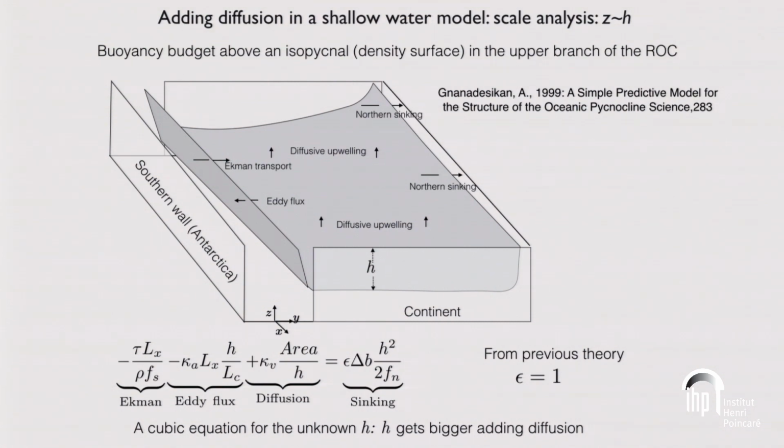So you can do scale analysis to actually quantify the dependence of the overturning and the stratification on the parameters using a shallow water model, 1.5 layer, which represents the upper limb of the circulation. And the variable is h, the depth of this layer at the eastern boundary before it outcrops. And then you just do a budget of mass, which is really buoyancy, above that surface, and you have wind stress coming in through the Ekman transport, eddy flux going out.